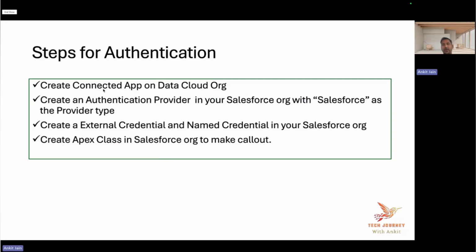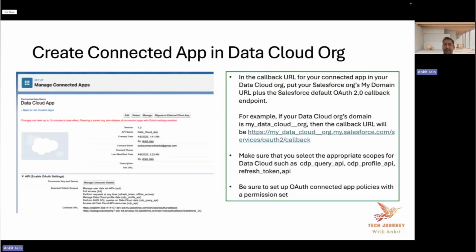So the only thing that you have to do here is create the connected app on the Data Cloud org. While creating the connected app, you have to make sure that you are providing the correct access. That is the very first thing. The second thing here is that you also have to make sure you are defining the callback URL correctly, because Salesforce is very strict about how you should add the callback URLs whenever you are creating this connected app.